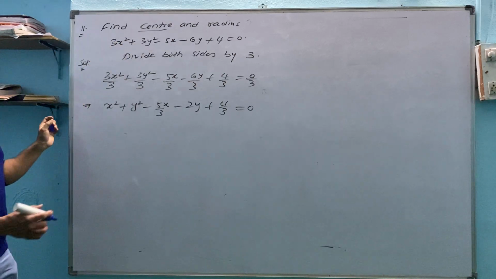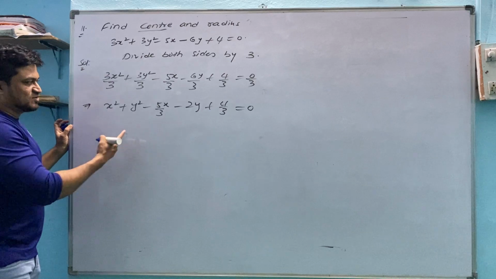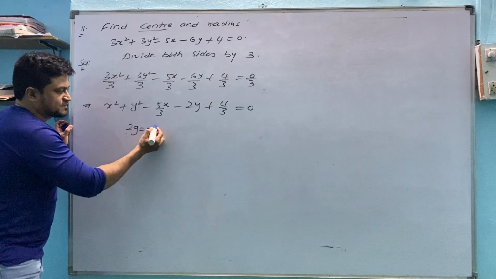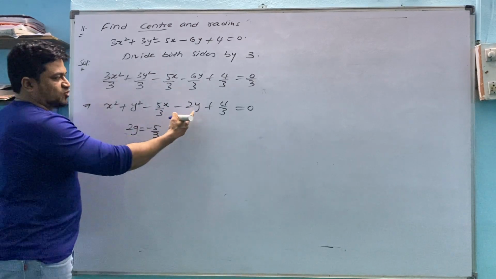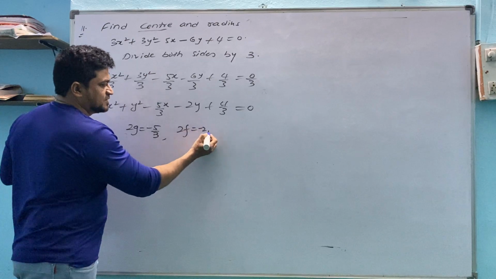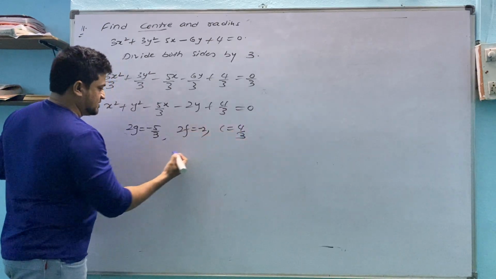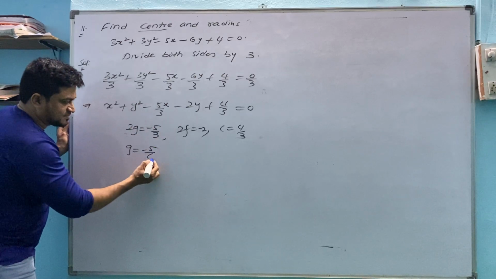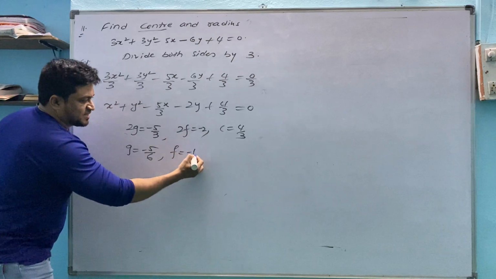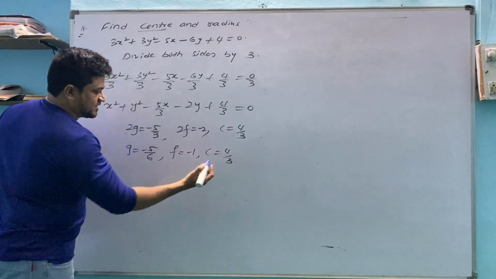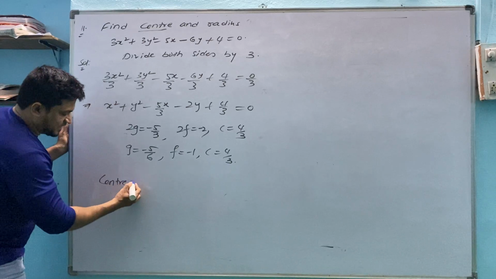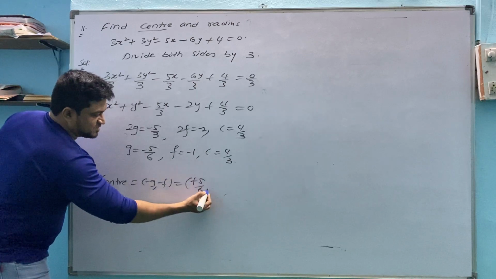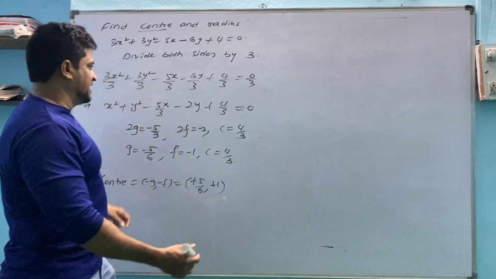In order to find the value of g, what do we have to do? Comparing with the standard equation, check whatever the coefficient of x is, that is 2g. Then the coefficient of y is 2f. Then the remaining is c. For g, cancellation is not possible, so send this multiple to the denominator. For f, cancellation is possible, cancel that. C is 4 by 3. Now we need to find the center and radius. Center is minus g comma minus f. Minus g means apply the minus sign to this one, then minus f. Then find the radius.